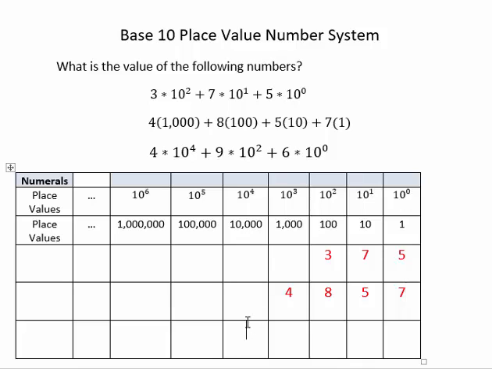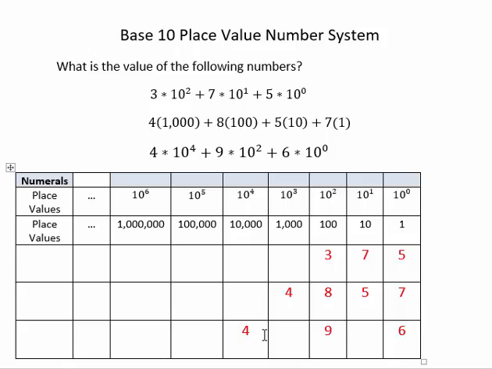Now the third number, you're going to have to pay a little attention here. You have 4 of 10 to the fourth, and 10 to the fourth means 4 zeros, 10,000. There's nothing in the 10 to the third place. But there is 9. You have 9 of 10 squared, which is 9 of hundreds. So you have 9 hundreds. You have no tens. And then you have 6 in the ones place.